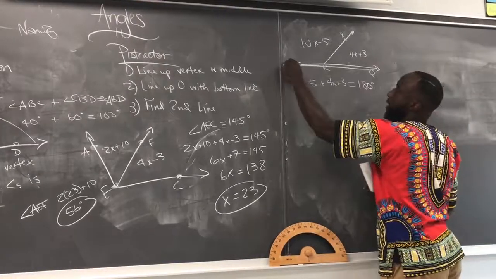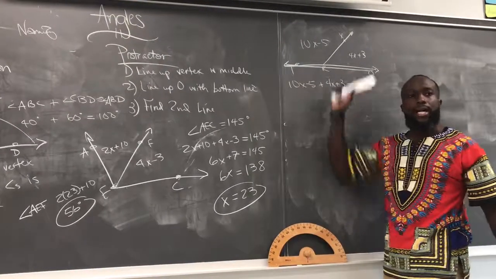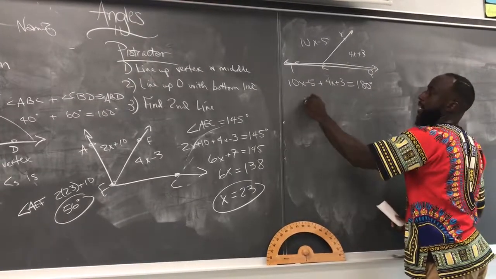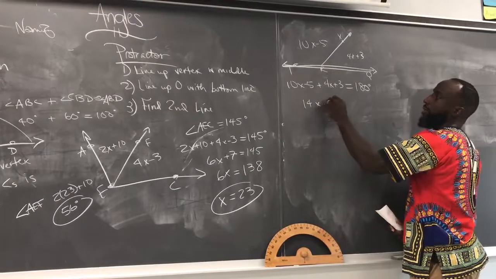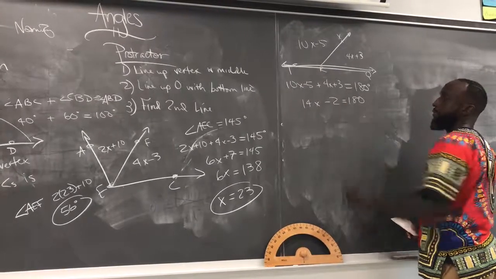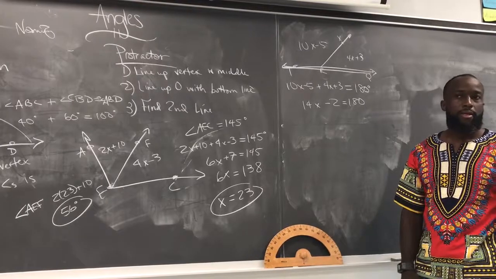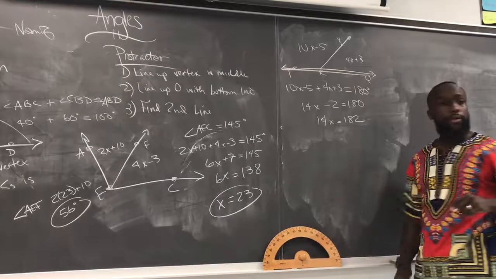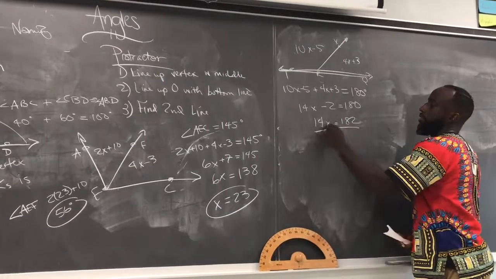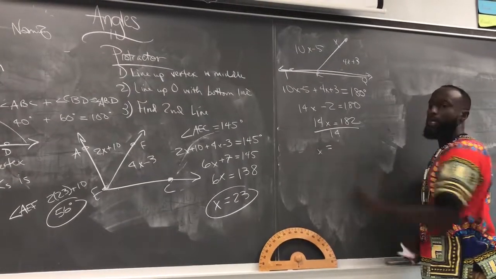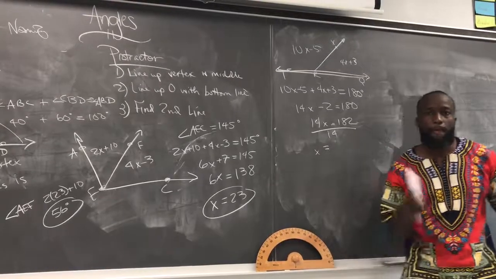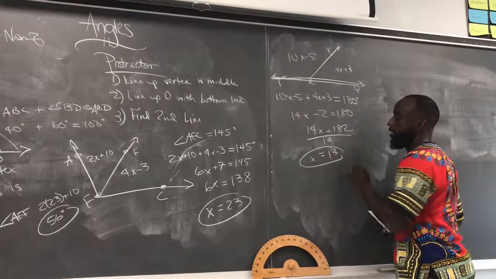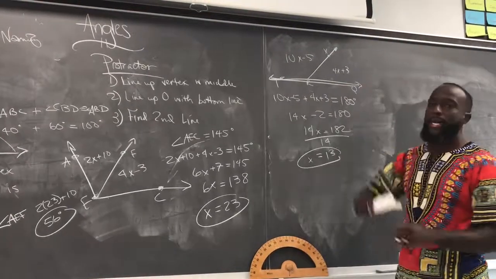So whenever you see an angle like this, a straight line with something going through it, you have 180 degrees you're dealing with. So you combine your like terms: 14x minus 2 equals 180. Add 2 to both sides: 14x equals 182. Divide by 14. X equals what? 13. X equals 13. Then from there you plug it back in.